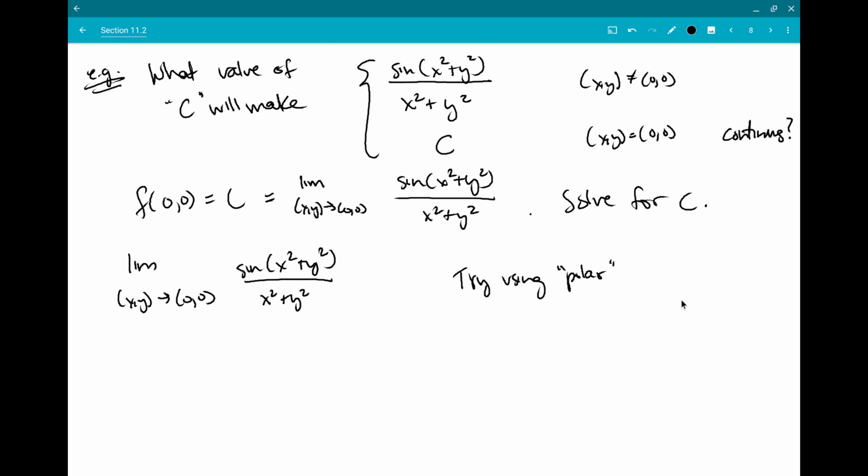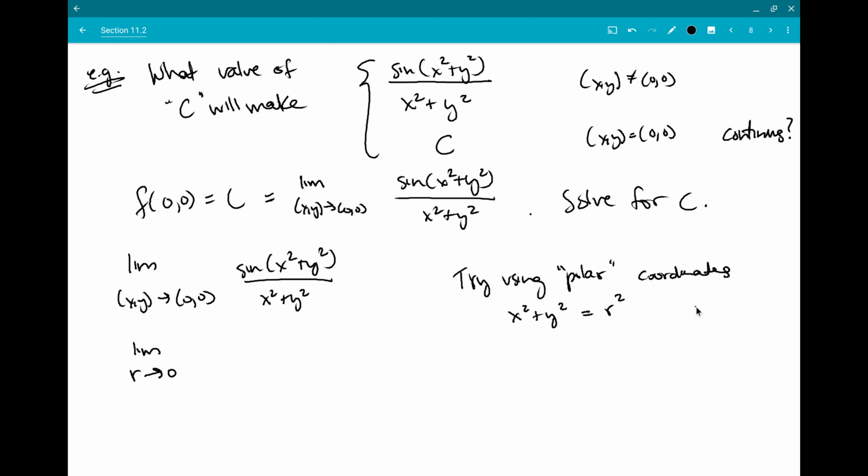This becomes easier if I try using polar coordinates. That means think about circles. x squared plus y squared shows up everywhere, but I know that that's just equal to some radius of a circle. So if I want to take x and y down to the origin, that'd be the same as taking the radius to 0 of a circle.